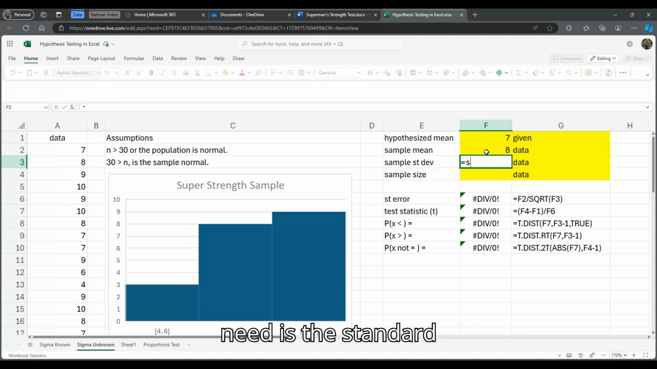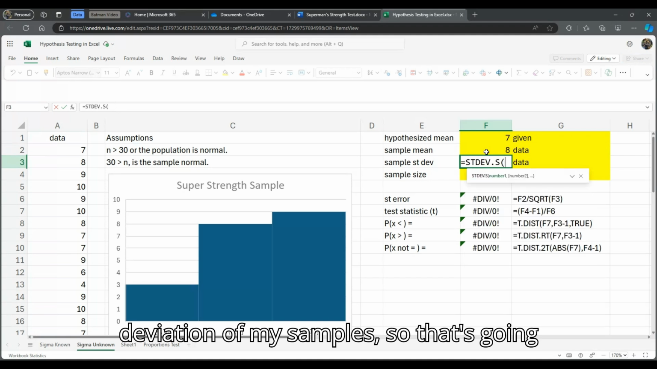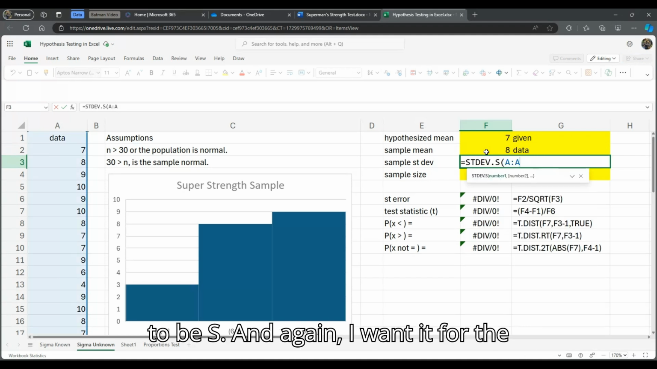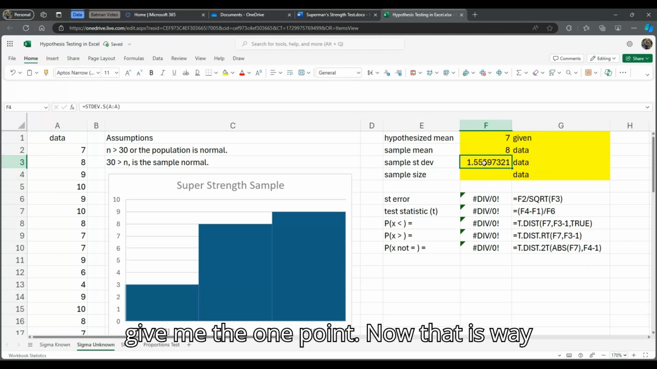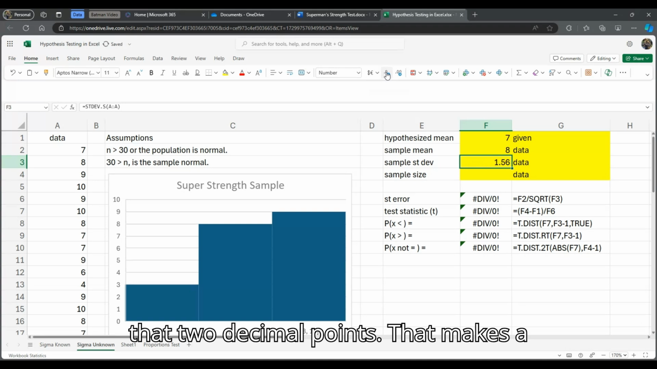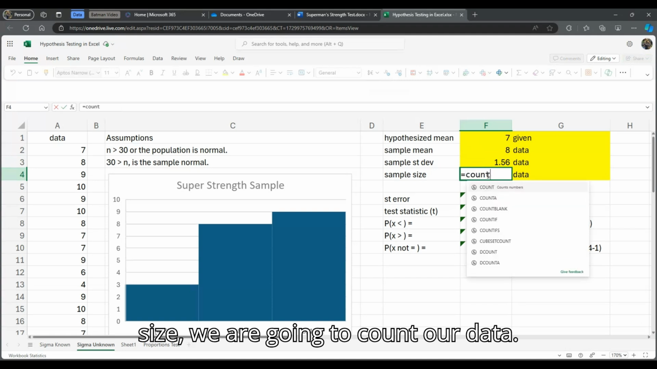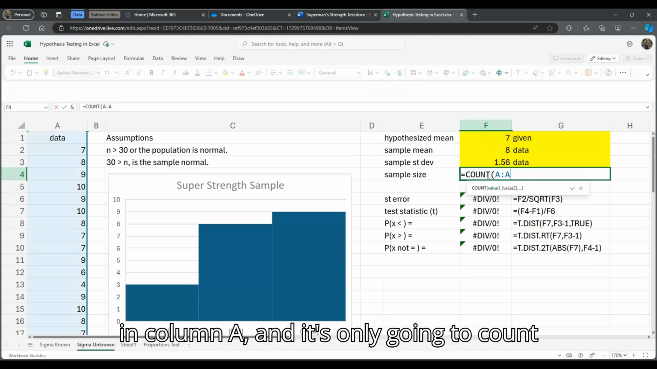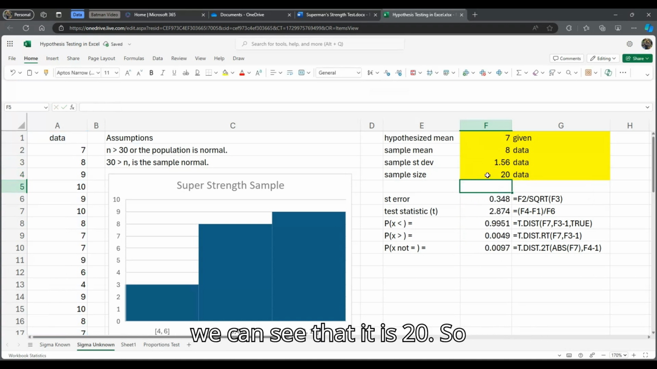So what I need is the standard deviation of my samples. So that's going to be S. And again, I want it for the whole column of A, and that's going to give me the 1 point. Now that is way too many decimal points. So let me make that 2 decimal points. That makes a lot more sense. And then the sample size, we are going to count our data in column A, and it's only going to count things that are numbers in column A, and we can see that it is 20.